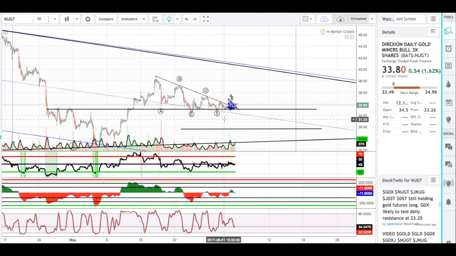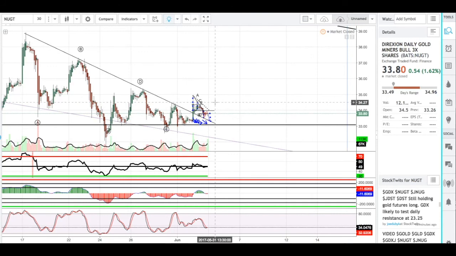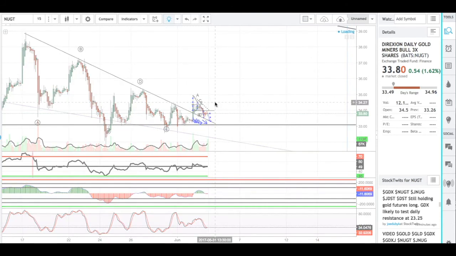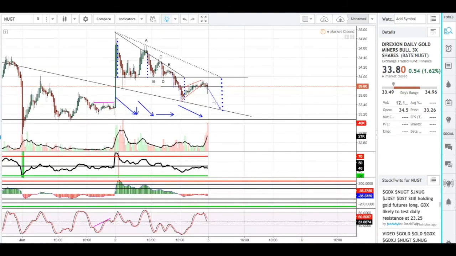And I really enjoy this $6 pop that I think that we might see here. And I go into that further in GDX's chart. But let's go on to the 15-minute. And hard to see there. Let's go to the 5-minute.